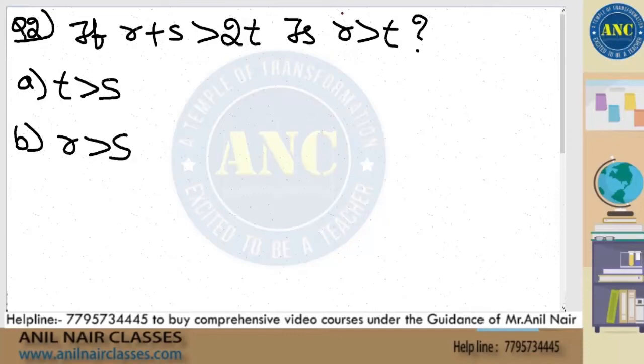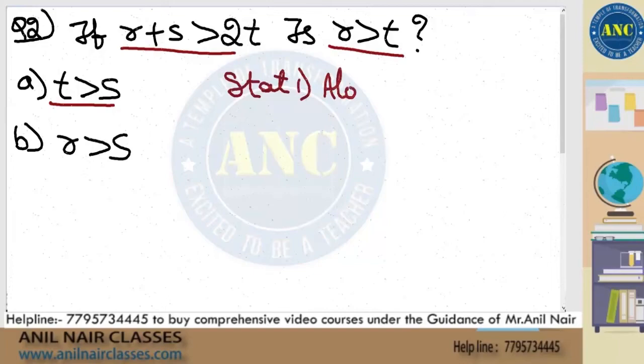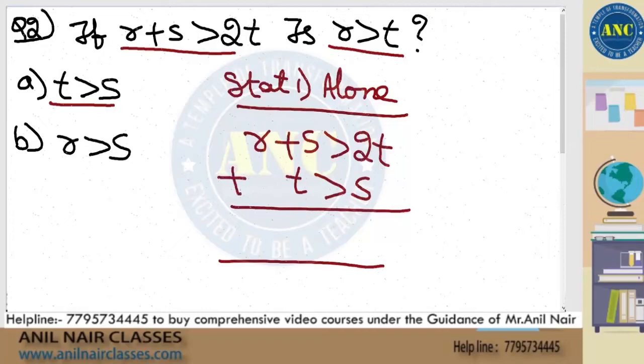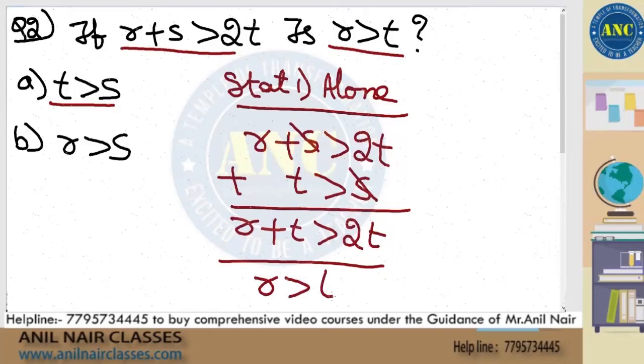Again we will read the question. If r plus s is greater than 2t, if this condition is true, and if I also take statement 1, is r greater than t? First we will use statement 1 alone. r plus s is greater than 2t, and statement 1 alone says t is greater than s. So if I add both of them, the s's cancel. R plus t is greater than 2t. R is greater than t.